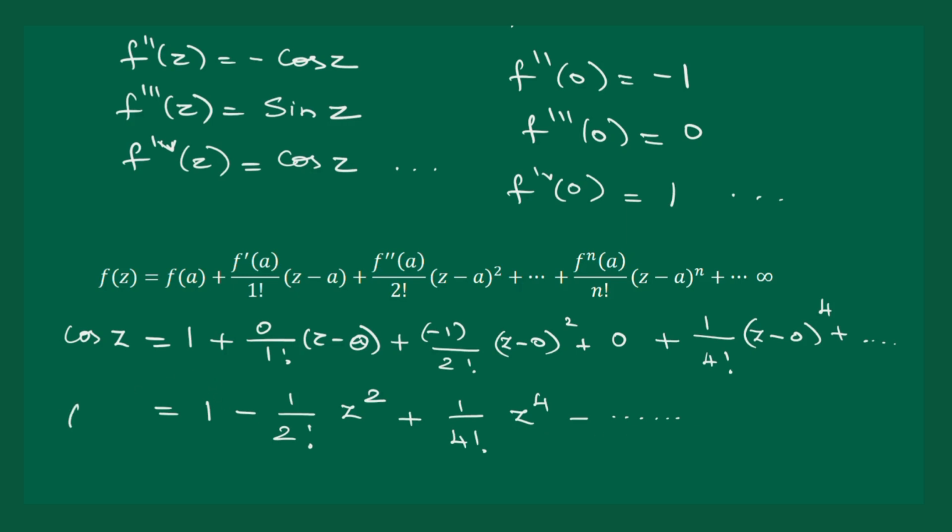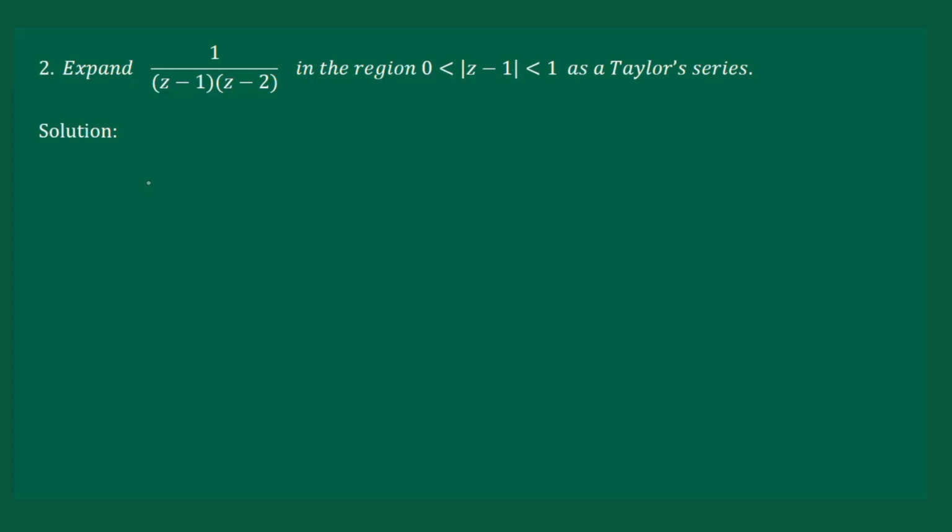So this is the Taylor series expansion for the function cos z about the point z equal to 0. If the point is z equal to 0, we will be getting the expansion in terms of z. If it is z equal to some other point, for example a, then your expansion will be in terms of z minus a. Now let us see the second question.